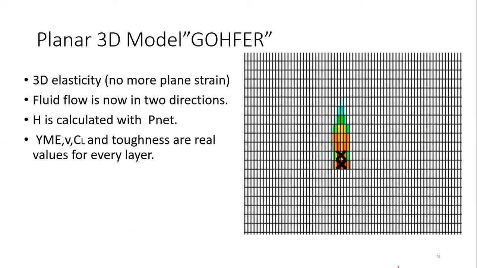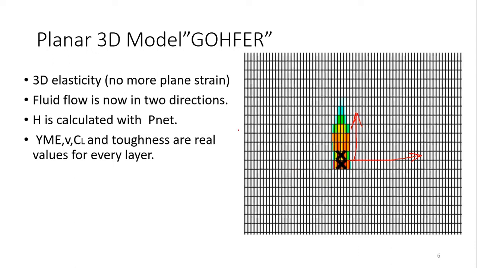The next step in fracture modeling is the planar 3D model. In the planar 3D model, we simply divide the reservoir into 2D cells. So we have more grading in the reservoir properties, and we assume the fracture propagates in these two directions in the fracture propagation plane. So it's called the planar 3D model, with fluid flow in two directions, so the pressure loss is calculated for fluid flow in these two directions.